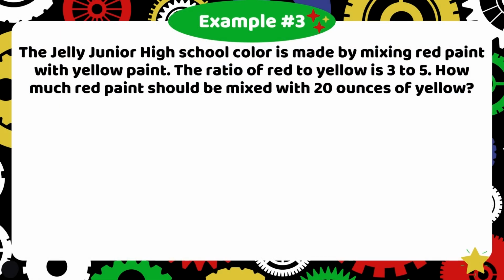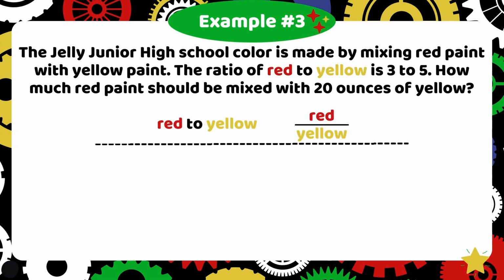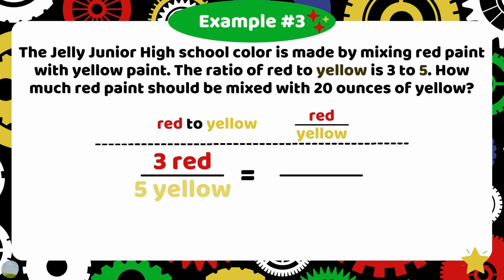Example number 3. The Jelly Junior High school color is made by mixing red paint with yellow paint. The ratio of red to yellow is 3 to 5. How much red paint should be mixed with 20 ounces of yellow? In the problem, it talks about the ratio being of red to yellow. So we'll keep it in this order to maintain consistency. We can write the ratio with red on top, so 3 red, and 5 yellow on the bottom.